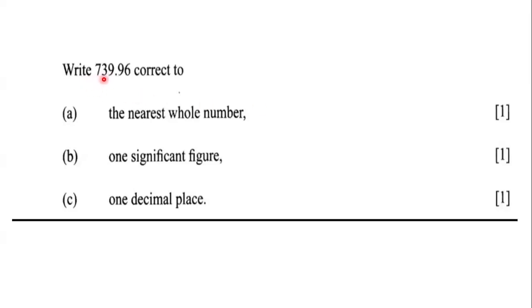Write 739.96 correct to the nearest whole number. And so here we have 739.96, and our goal is to write this correct to the nearest whole number.